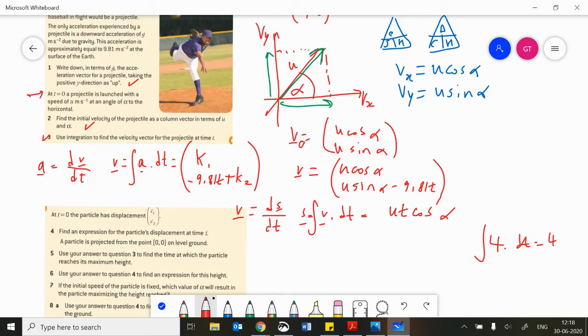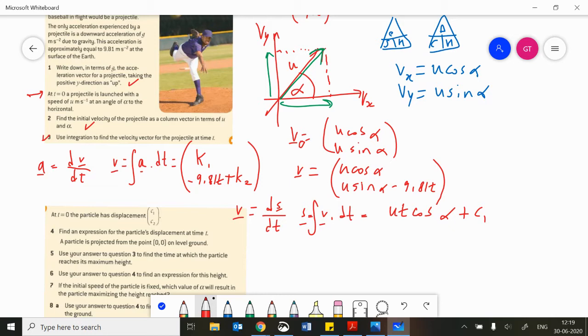We're assuming that u and alpha are fixed at the start. They are constants, not varying in this case, because we're doing this with respect to t. That's our variable. So that's the first part. Of course, we've got to remember to put on our c as well. They've already told us that at t equal to 0, the particle has displacement c1 and c2. This term becomes 0 when t is 0, so that leaves us with the displacement c1 at the end. That's the constant.